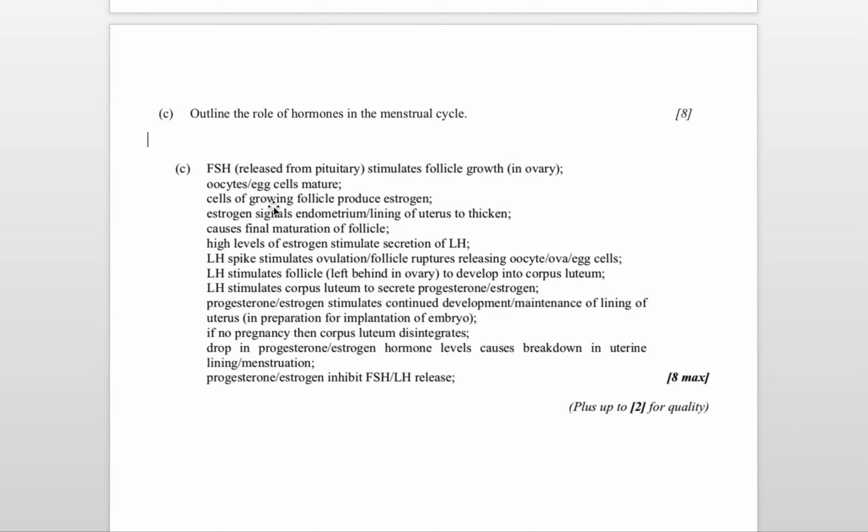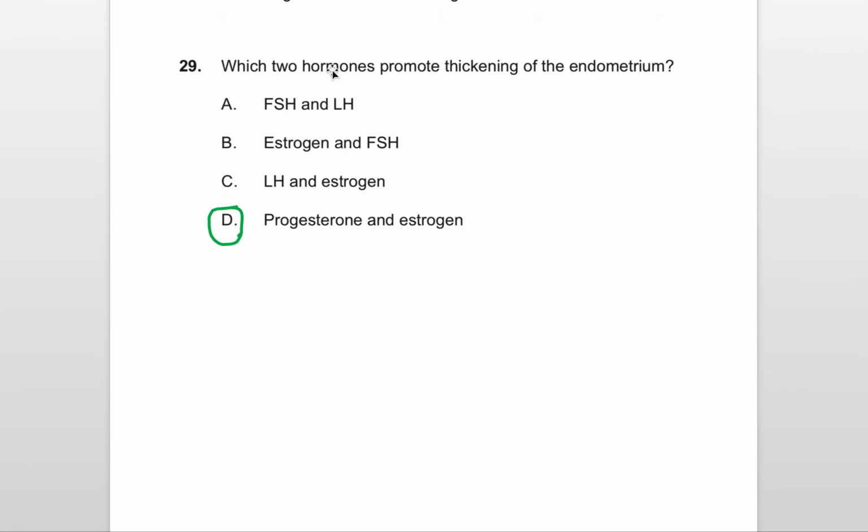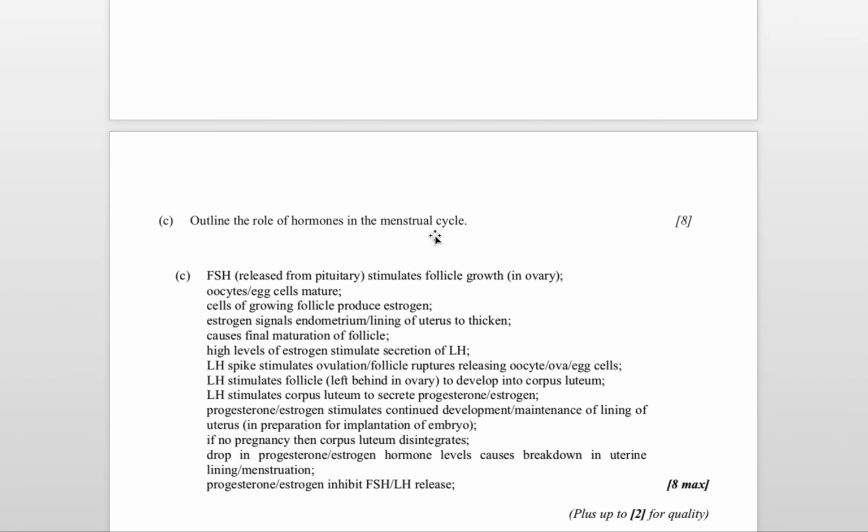That'd be another point. Cells of growing follicle produce estrogen. This is true. When the follicle is developing, it produces estrogen because estrogen will have a positive feedback relationship with FSH to make the egg develop faster. Next, estrogen signals the endometrium lining of the uterus to thicken. So estrogen helps with the development of the endometrium, and we saw this in our multiple choice questions. Which 2 hormones promote thickening of the endometrium? Estrogen is one of them, so that's absolutely correct.